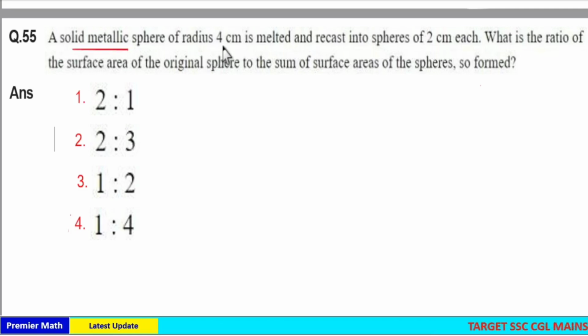A solid metallic sphere of radius 4 cm is melted and recast into spheres of 2 cm each.